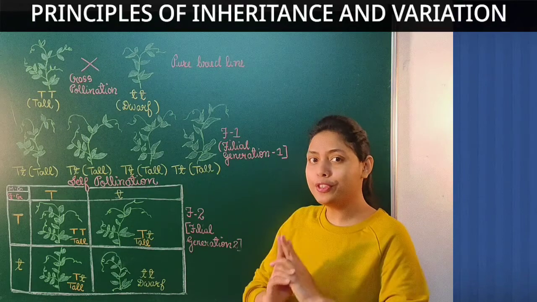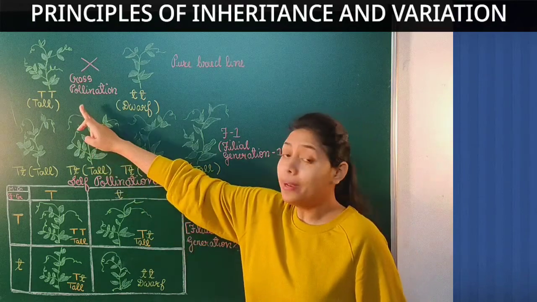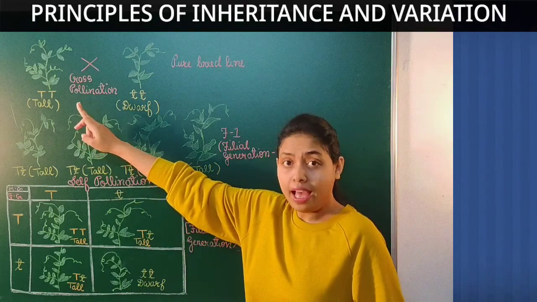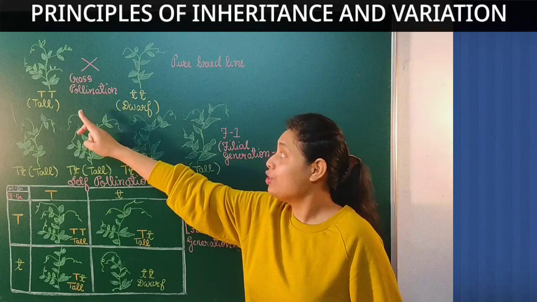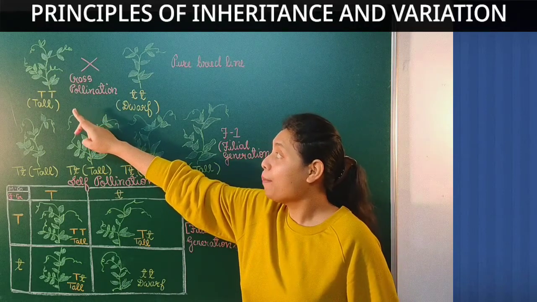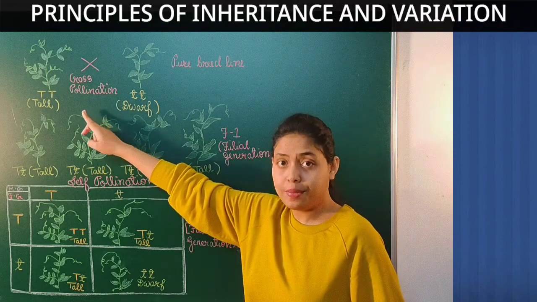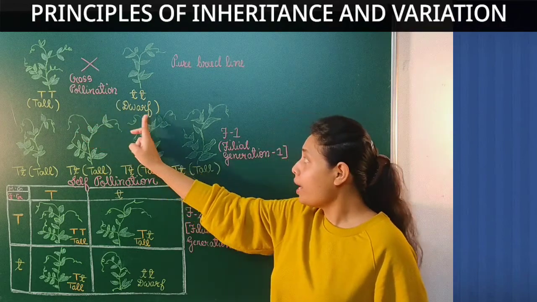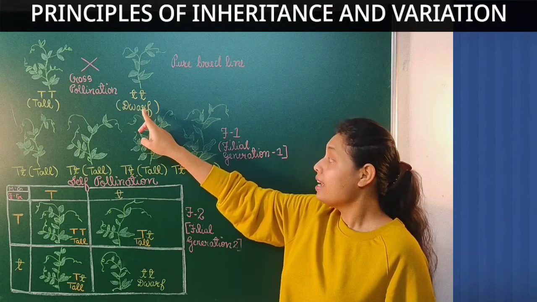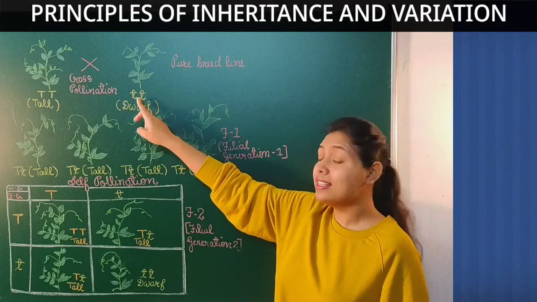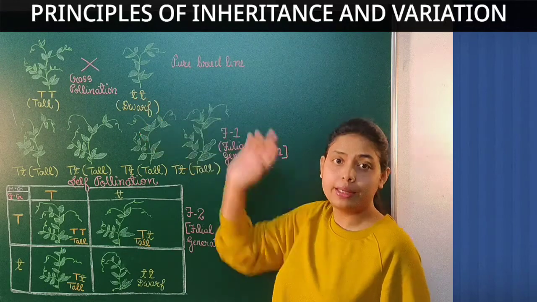Now see over here, children. The plant which was having a tall height, the trait can be expressed in genotype as capital T and capital T, whereas the genotype expression of dwarf height of another plant is expressed by writing small t and small t.